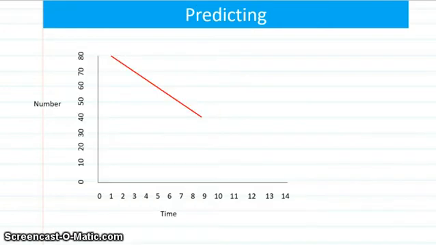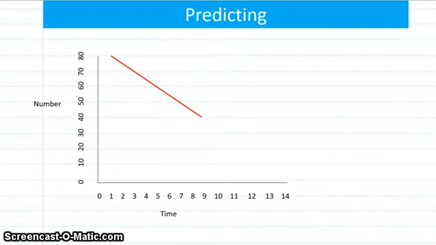You may also be asked how to predict what's going to happen next in maybe a series of data in a table or presented in a graph like so. So we have a simple graph of time on the x-axis, number on the y-axis, and we have a bit of a negative relationship going on there. As time is increasing, the number is decreasing.